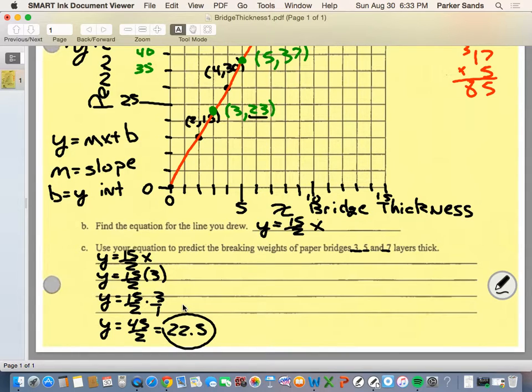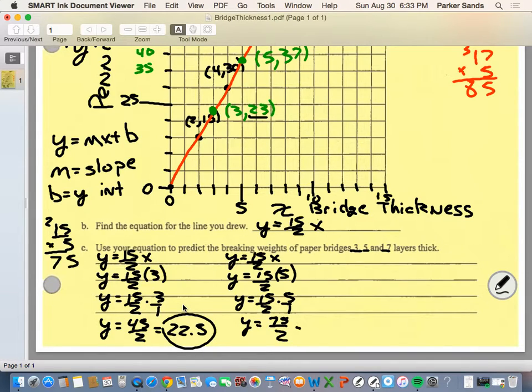Now we need to find the same thing. So we're going to start with our equation again. Y equals 15 halves times x. We plug in 5 for x this time. So we have 15 halves times 5, which we can rewrite as 15 halves times 5 over 1. So this is going to be 15 times 5. I need to do that to the side right here. Oops, 2 times 5. So that's 75 halves.